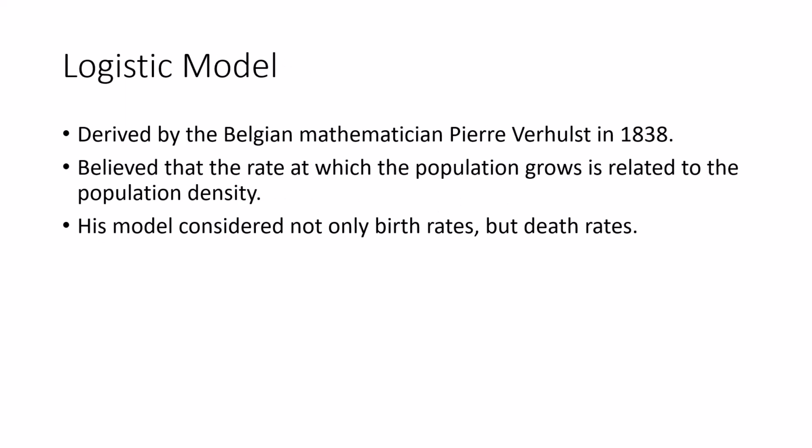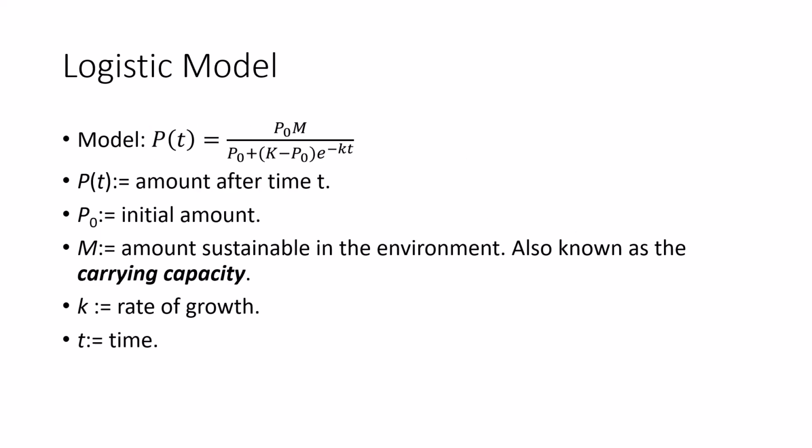Another population model is the logistic model, and this model was derived by the Belgian mathematician Pierre Verhulst in 1838. Now, he believed that the rate at which the population grows is related to the population density, so his model considered not only birth rates, but death rates as well. The original model that he came up with is given here. We have P of t is equal to P naught times m, and that product is going to be divided by the sum of P naught with m minus P naught times e to the negative kt power.